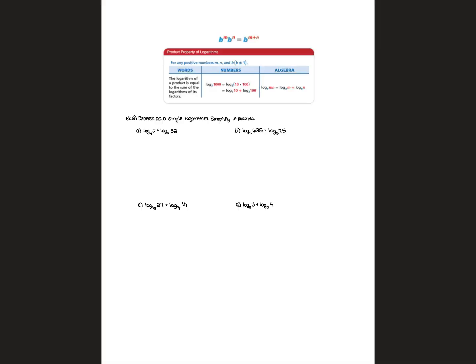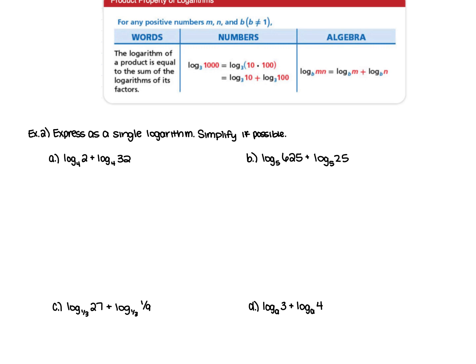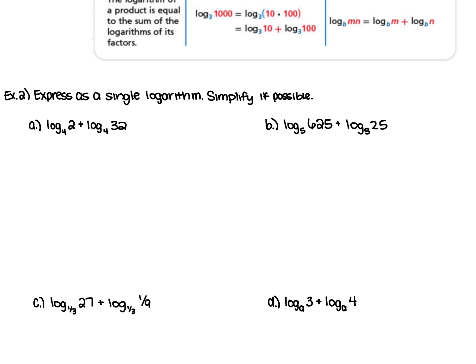So if we look at some examples dealing with these properties, the first one that we're going to see here is the addition. So we're going to interchange the addition with multiplication. A couple things you got to make sure that you look at here is make sure your base is the same for both parts. If it's not, then you can't use this property. So for example A, you're given log 4 of 2 plus log 4 of 32. So that just means we have log 4 of 2 times 32.